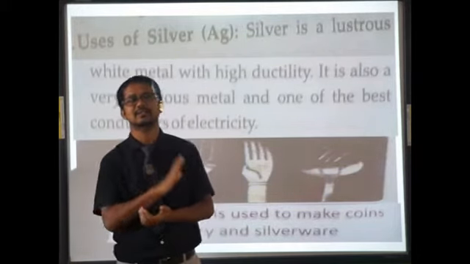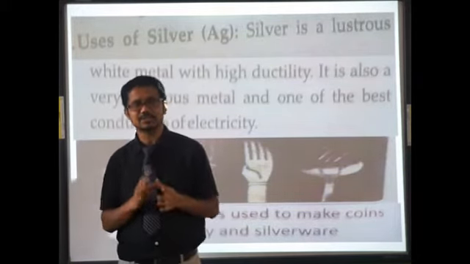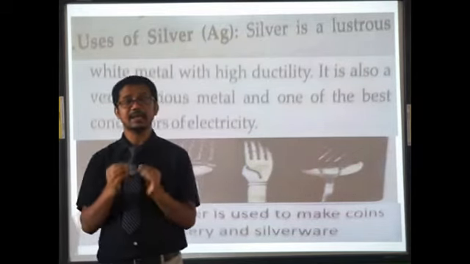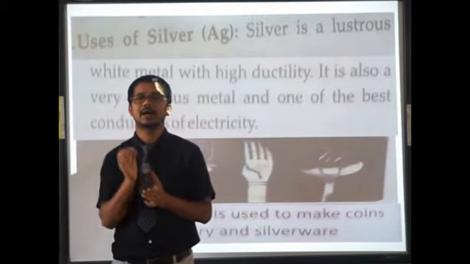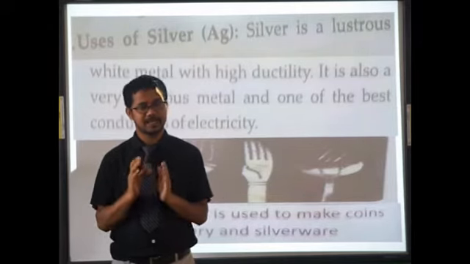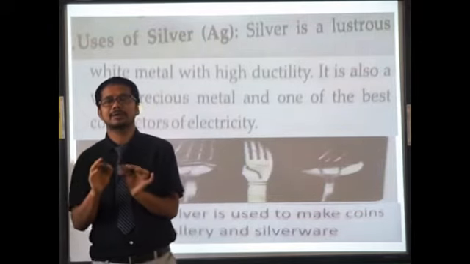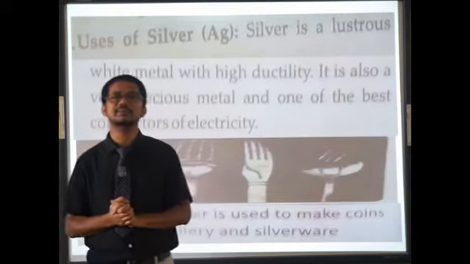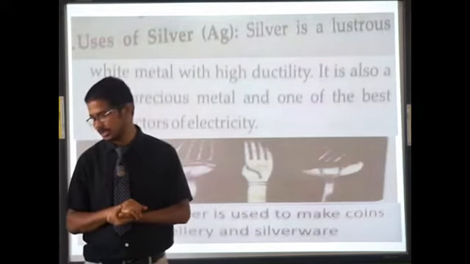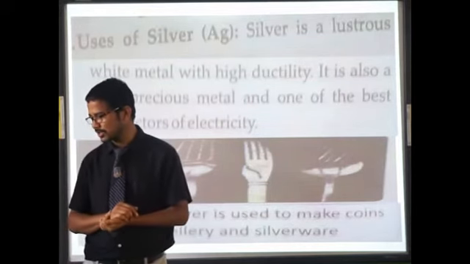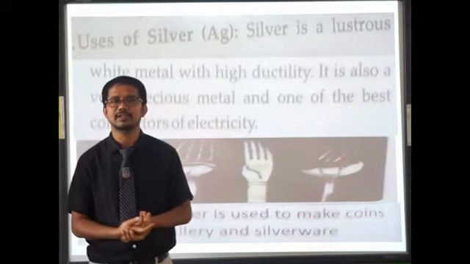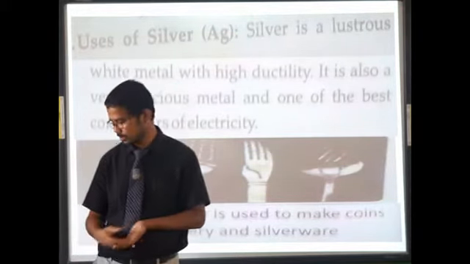It reacts with concentrated acids. That's why it is also used in making jewelry, and it is also used in making an alloy with mercury. An alloy of silver and mercury is called silver amalgam. This is also used in dentistry for filling tooth cavities. And it is also used in making coins, jewelry, and not only that, we can see silverwares also.